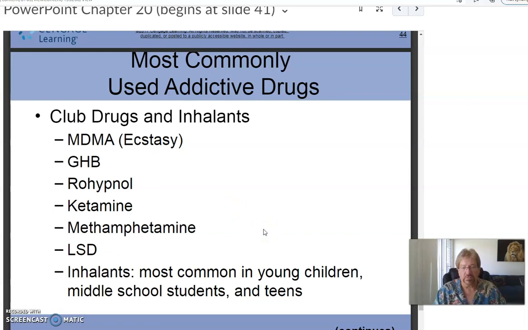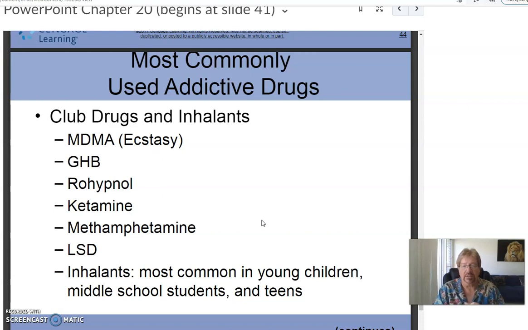I've vaguely known some people who were addicted to it to the point where they'd scratched their face and had big sores and stuff. LSD, been around quite a while, is a hallucinogenic medication or drug. It says it has no medical benefit, but I think it might have. There's been some research done that suggests it might. Inhalants, most common in young children, middle school students, teens.